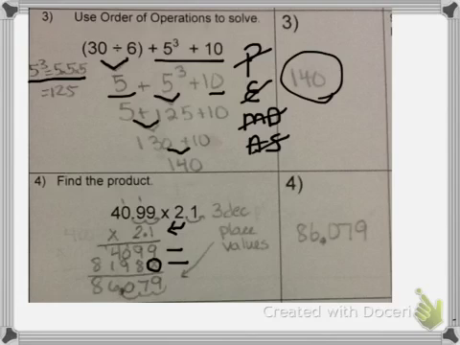When we add, it becomes 86,079. To place the decimal point, we need to know how many decimal place values were in the question, and I can see in 40 and 99/100ths there's 2, and in 2 and 1/10 there's 1. So that means there's 3 decimal place values in the question. We need 3 in the answer as well. So we're going to scoop from right to left 3 places. That means the decimal point goes between the 6 and the 0. So our product is 86 and 79 thousandths.